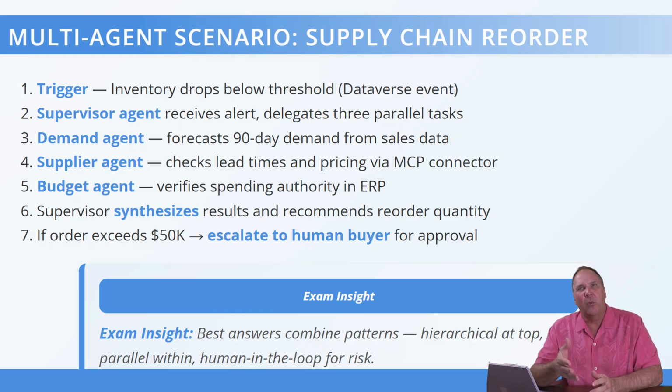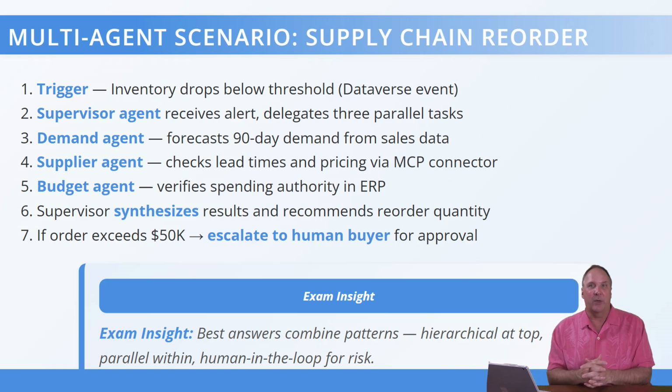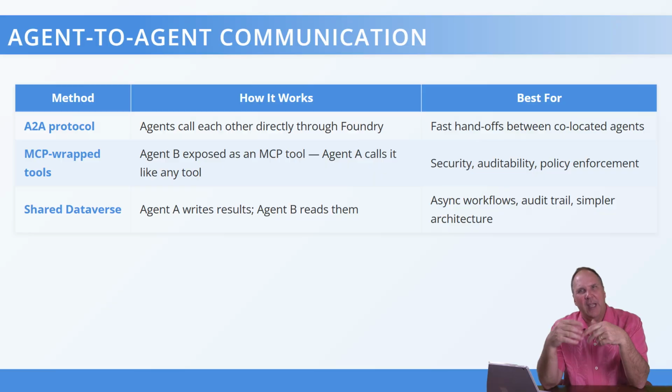But if the order were to have exceeded the $50,000 limit, the supervisor would have escalated to a human buyer for approval. That's the human in the loop for high-risk decisions. 4 patterns in one system: event-driven trigger, hierarchical coordination, parallel specialist work, and human in the loop for the risky things. How do these agents actually hand off to each other?